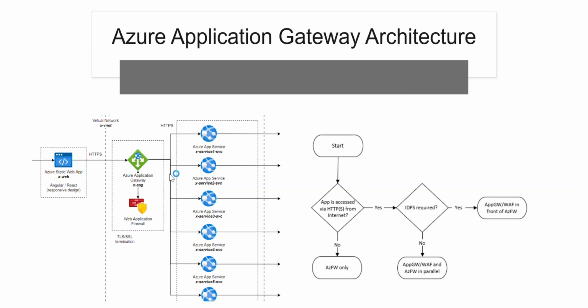The basic architecture is like this: if the web application request comes from the internet, it goes to the web application firewall along with the application gateway. It's filtered over here, then it is passed to the backend servers. So that is the main basic architecture.